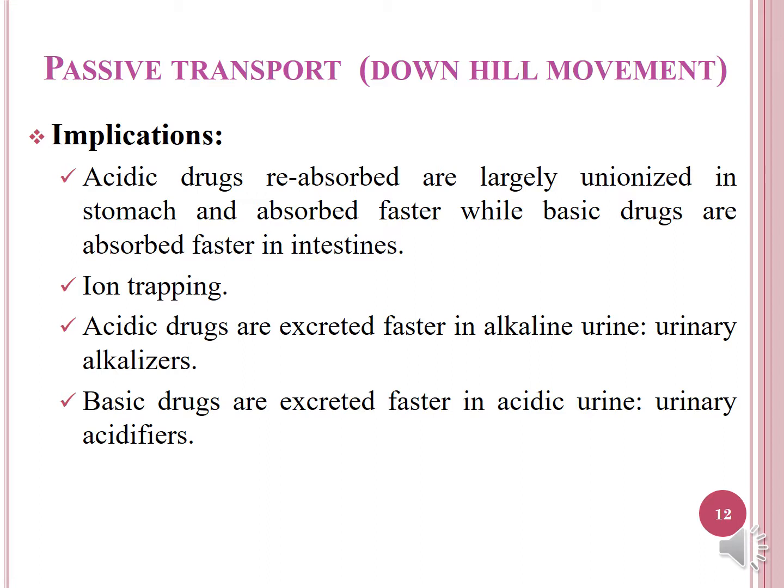So this phenomenon or principle is used in overdosing. If there is an overdose of the acidic drugs, then urine is made alkaline, so that the toxic effect of the acidic drugs can be eliminated, and vice versa. So if the basic drugs are largely accumulated and they are causing a toxic effect, then the urine is acidified, so that the basic drugs can be excreted out.